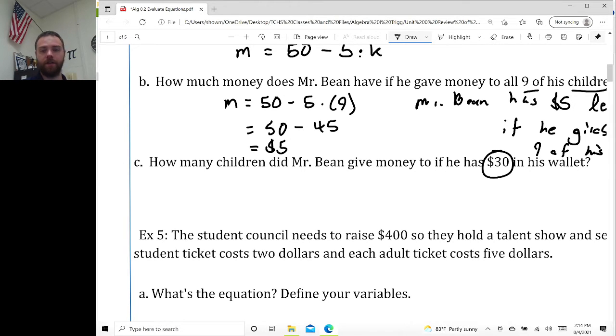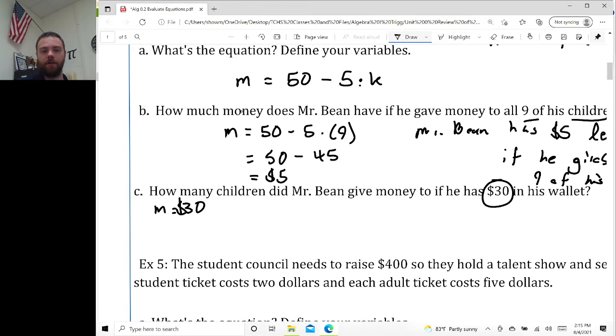So right here, they're giving us an unknown. They tell us the amount of money in his wallet. So money in his wallet, what variable is that? Well, that's going to be M. M equals 30. Okay? And that's $30. So we want to know the number of kids. So I'm going to use this equation that we created up here, right there. I'm going to use this equation.